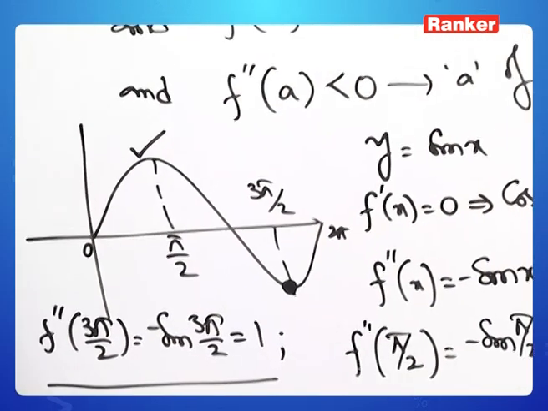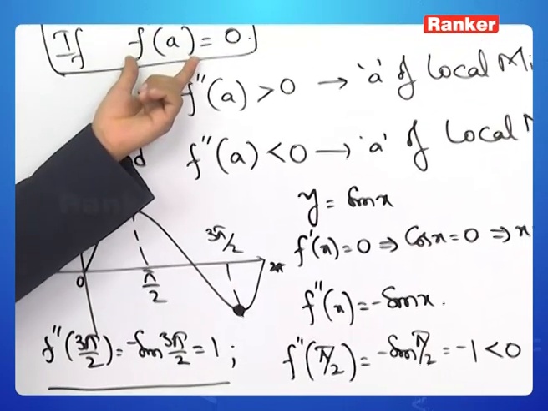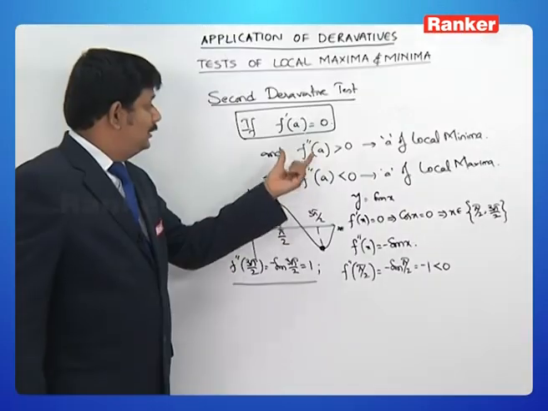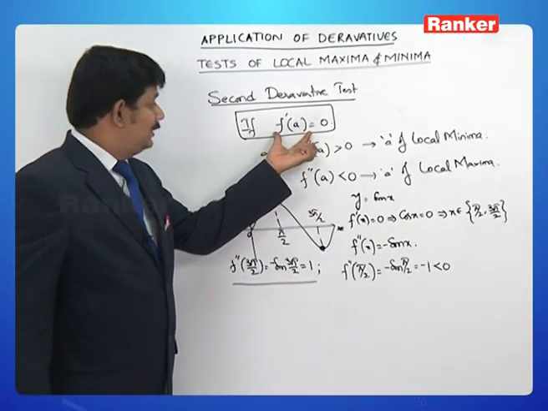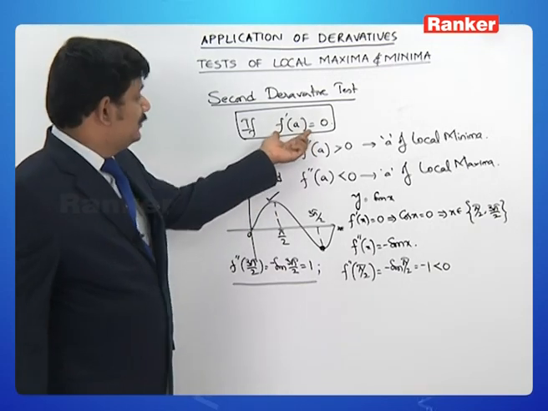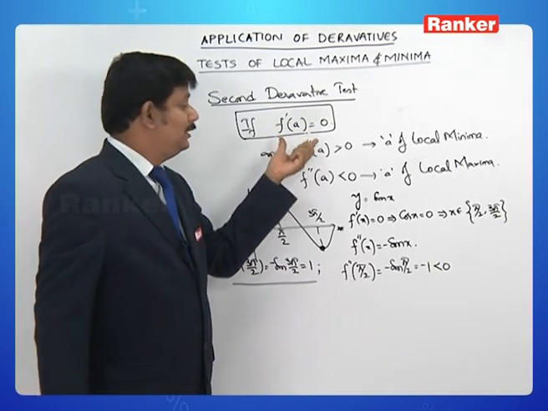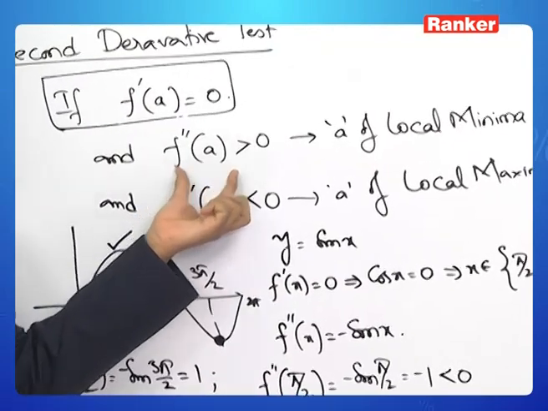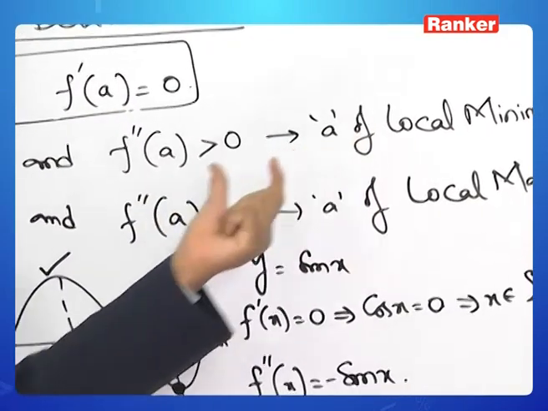So this is how we use the second derivative test. For at any point, if derivative is equal to 0, that we call a critical point. There we have a chance of having a local extremum, either a maxima or a minima. If f double dash of a comes out to be positive, we conclude that it is a local minima.